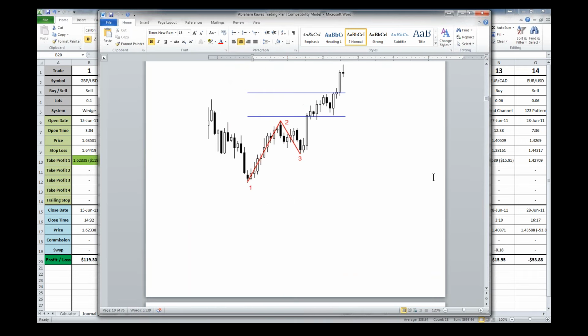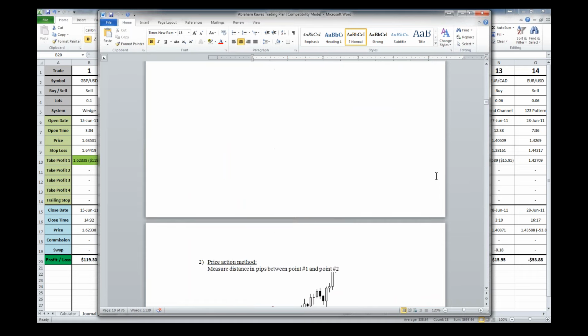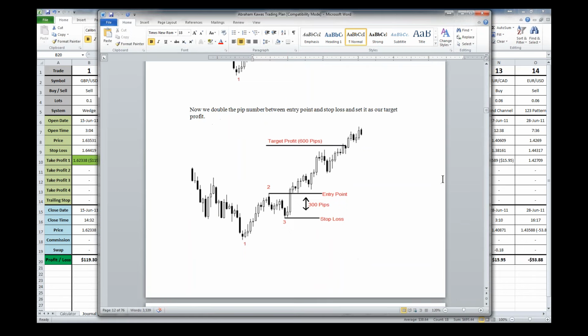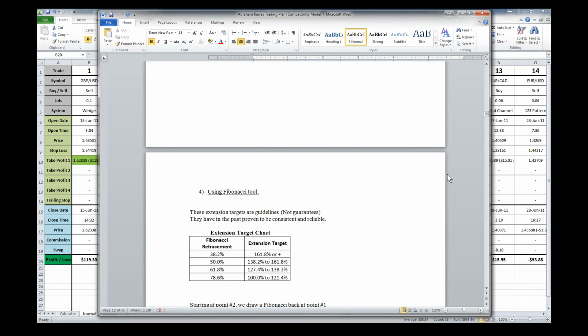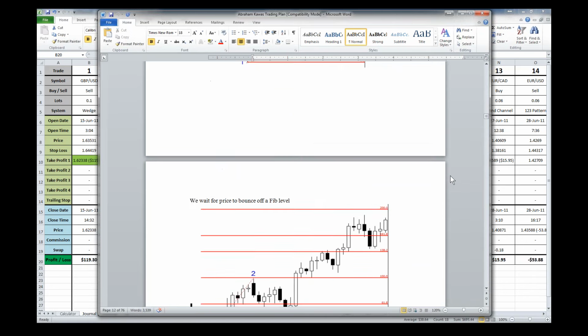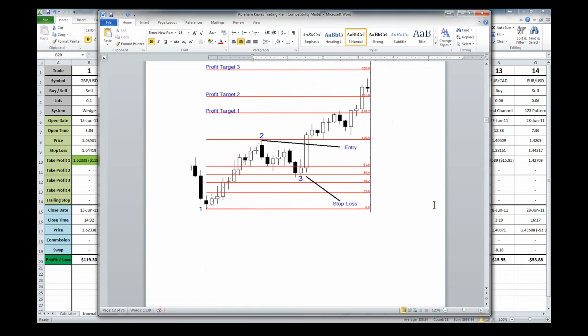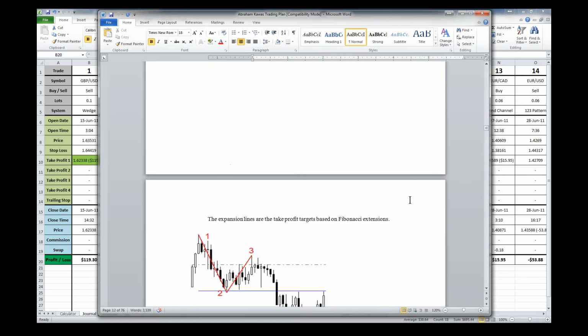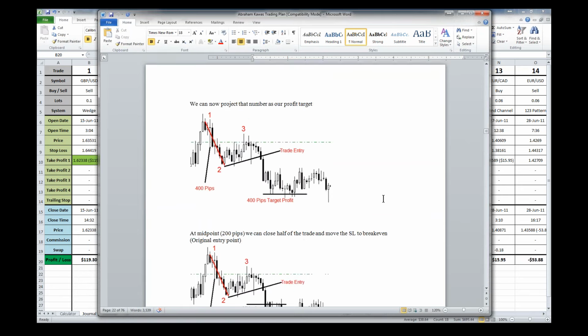Let me see if the wedges are in here, because he in particular liked wedges. And that's what he looked for the most, and most of these were 1 hour, 4 hour, and daily trades. And this is all the 1, 2, 3.